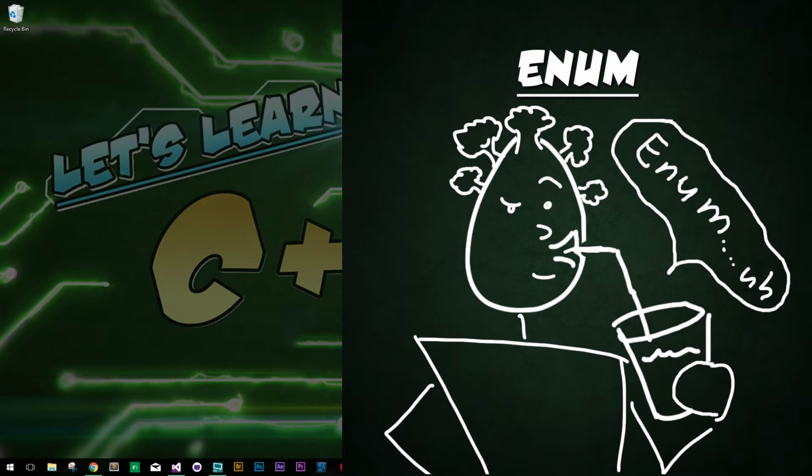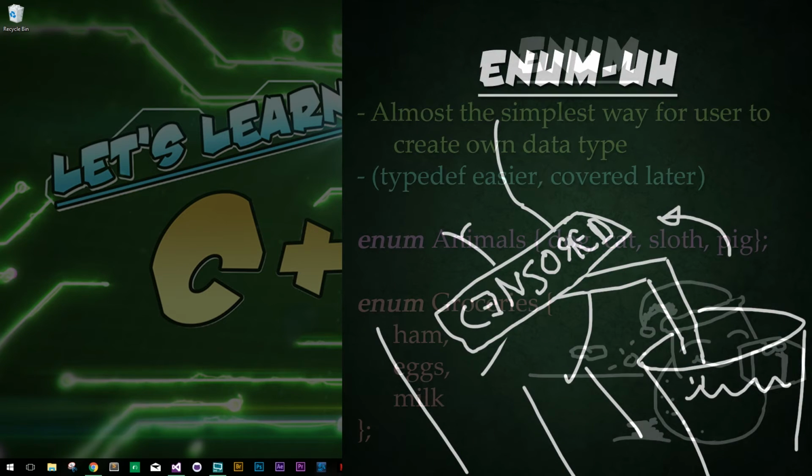What is an enum? Enum is actually short for enuma, otherwise pronounced enema, and that is the act of sucking water through a straw, through your butt.